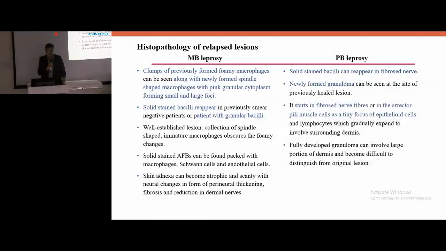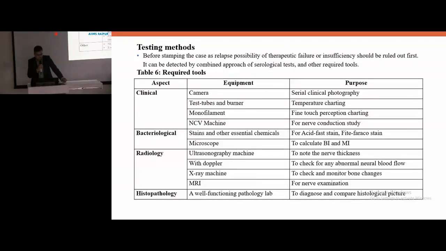How is the histopathology different between the relapsed lesion and the baseline or newly diagnosed cases of leprosy? Here in histopathology, we get to see the signs of previous treatment in the form of foamy macrophages, which will be there in case of MB leprosy. Along with foamy macrophages, if we see any new spindle-shaped macrophages, that would give us the clue that the patient has been previously treated but is now showing active histopathological signs of relapse. So this slide also I'll come back to slightly later.